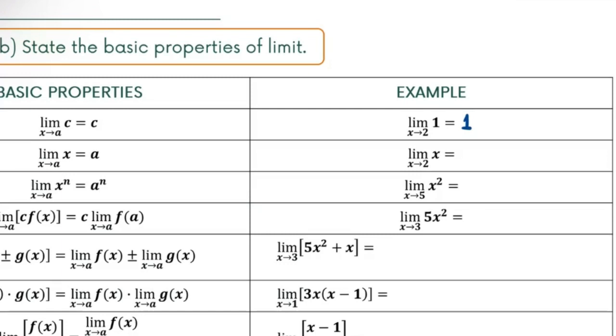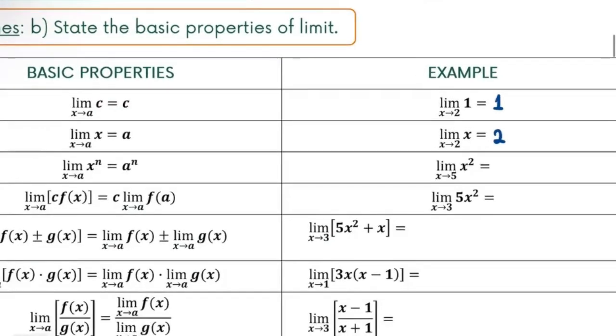Okay, next. Bila limit of a function x when x approaching a. So bila kita ada function x kat sini, so kita akan gantikan approaching a kita ini ke dalam this function. So that is why kita akan dapat terus the value of a. Okay, so maksudnya limit of x when x approaching 2, kita akan dapat apa? 2.